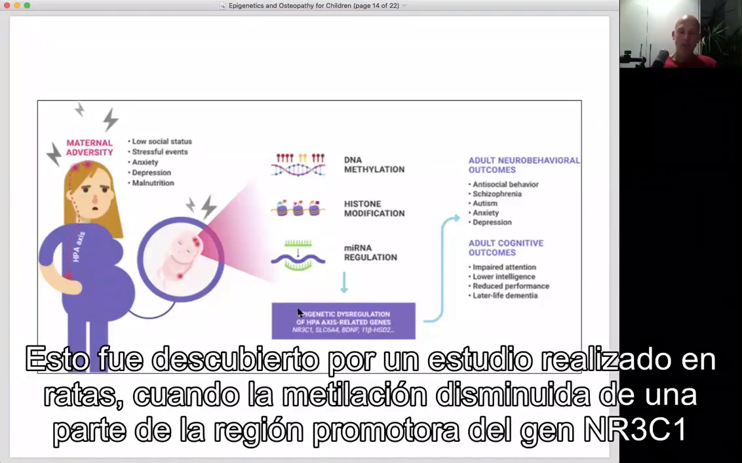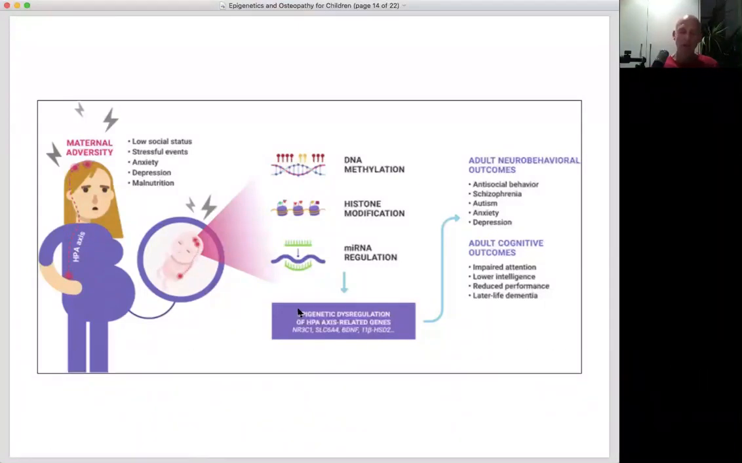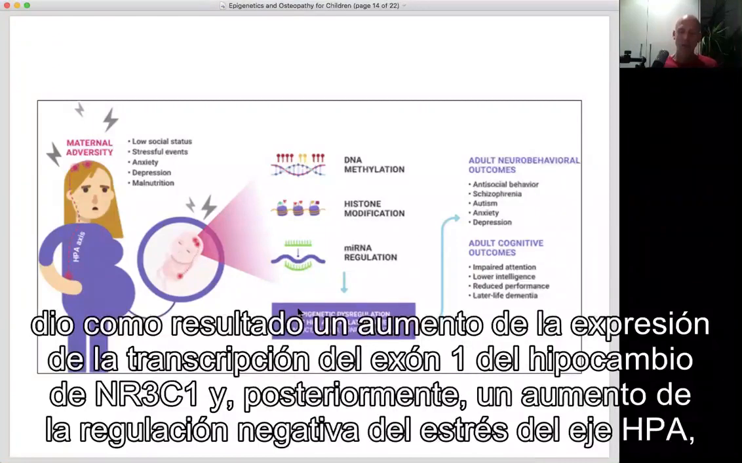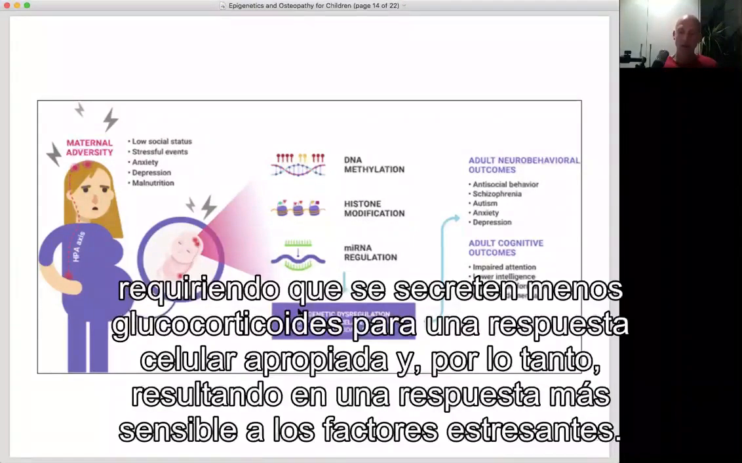This was discovered by a study done on rats when decreased methylation of a part of the promoter region of the NR3C1 gene resulted in increased expression of transcription of hippocampal exon 1 of NR3C1, and subsequently increased negative stress regulation of the HPA axis feedback, requiring less glucocorticoids to be secreted for an appropriate cellular response, and therefore resulting in a more sensitive response to stressors.